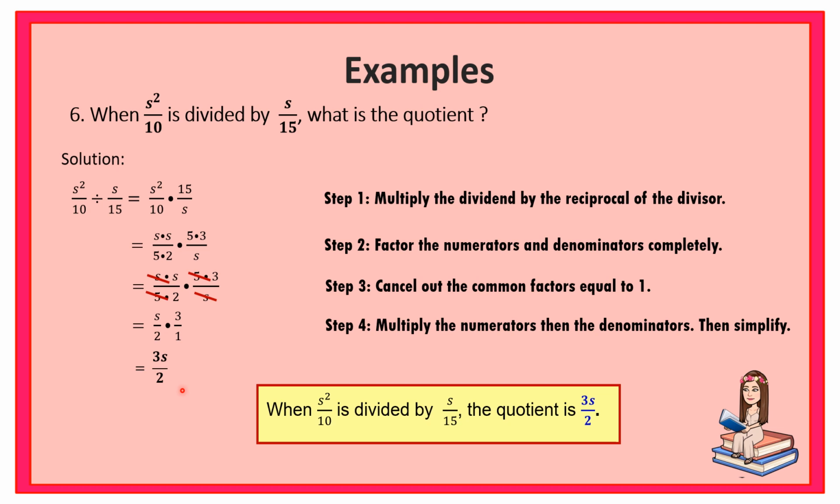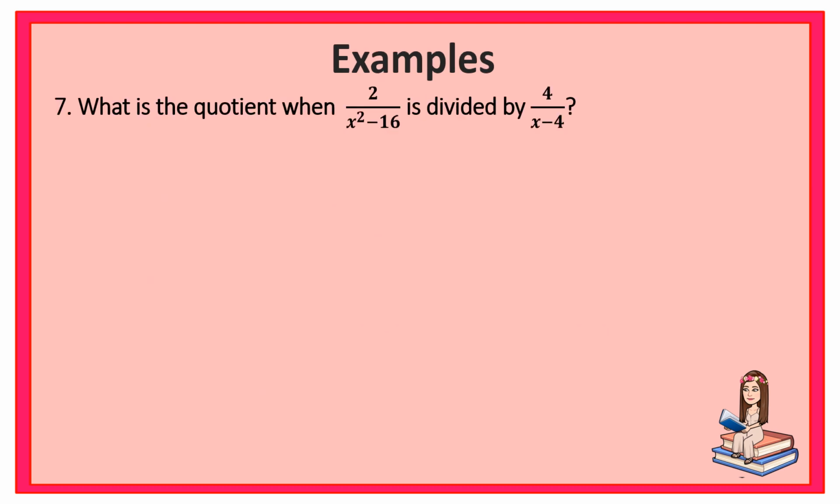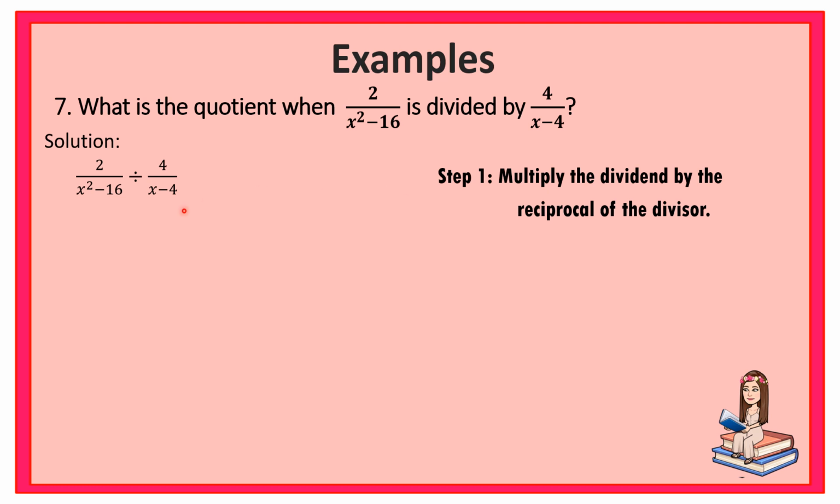I hope clear ang division. Katulad lang din siya ng multiplication, ha? Magkakaroon lang tayo ng times, tapos i-reciprocal natin yung divisor. Proceed with our seventh example. What is the quotient when 2 over x squared minus 16 is divided by 4 over x minus 4? So let me rewrite that. We have 2 over x squared minus 16 divided by 4 over x minus 4.